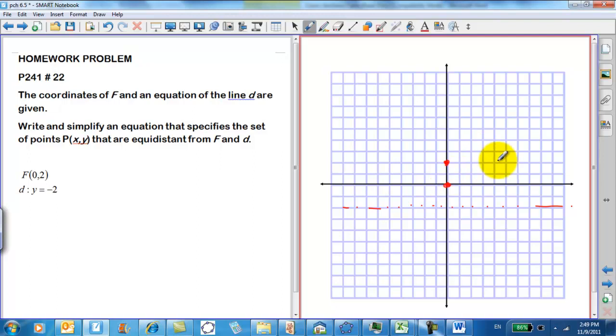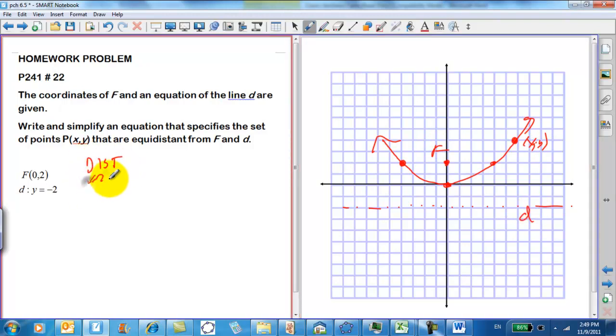So yes, we could do our typical trick here to come up with the equation, but I want you to see where the equations come from in terms of the coordinate geometry of it. So let's look at the typical point x, y here. And this is F, and this is the directrix D. So the distance from x, y to F must equal the distance from x, y to line D.